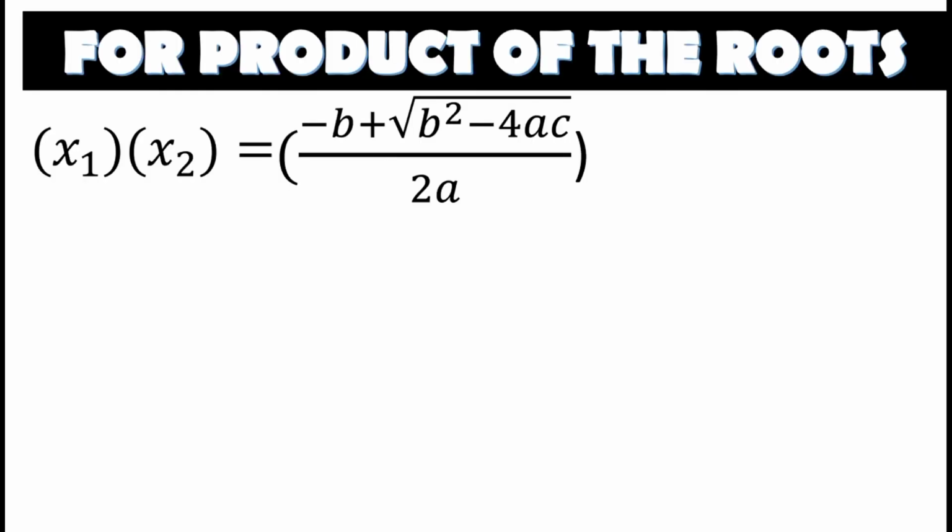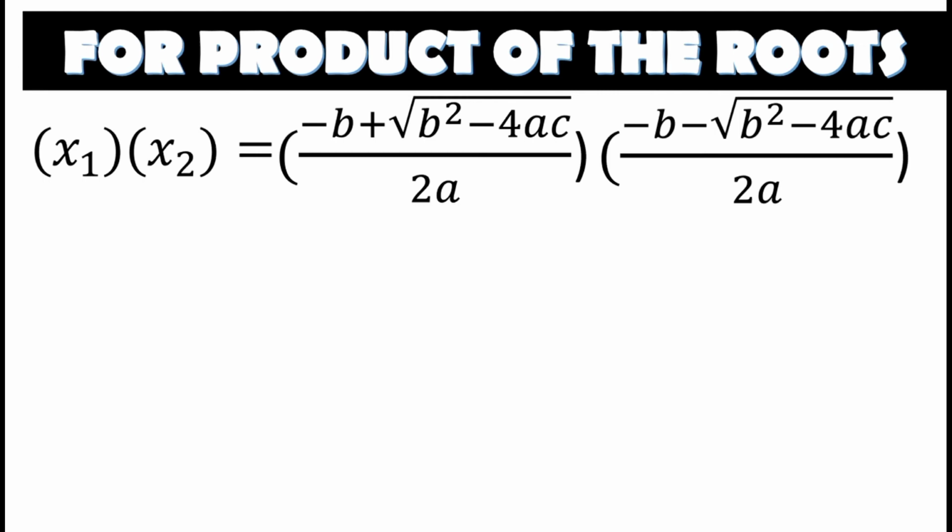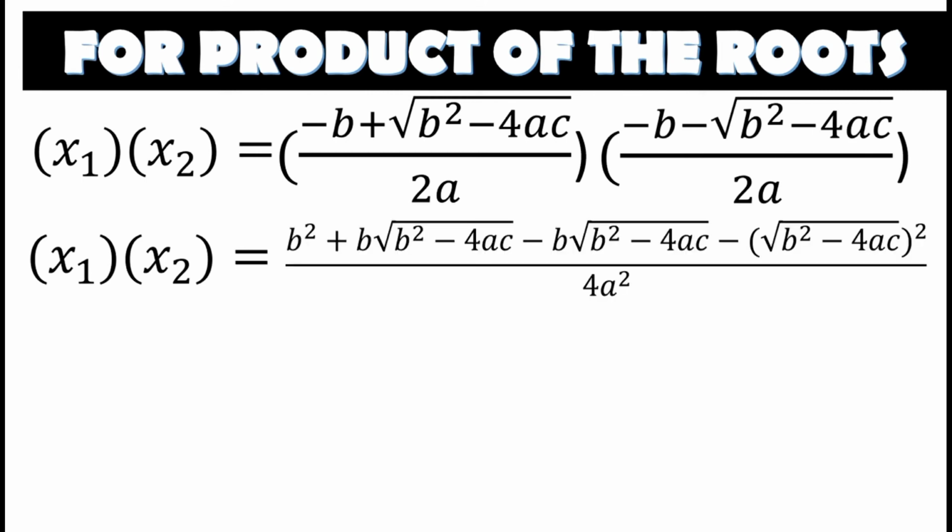This time, for the product of the roots, all we need to do is multiply negative b plus the square root of b squared minus 4ac all over 2a by negative b minus the square root of b squared minus 4ac all over 2a. We simplify. The result is b squared plus b square root of b squared minus 4ac minus b square root of b squared minus 4ac minus the quantity of the square root of b squared minus 4ac, squared, all over 4a squared.